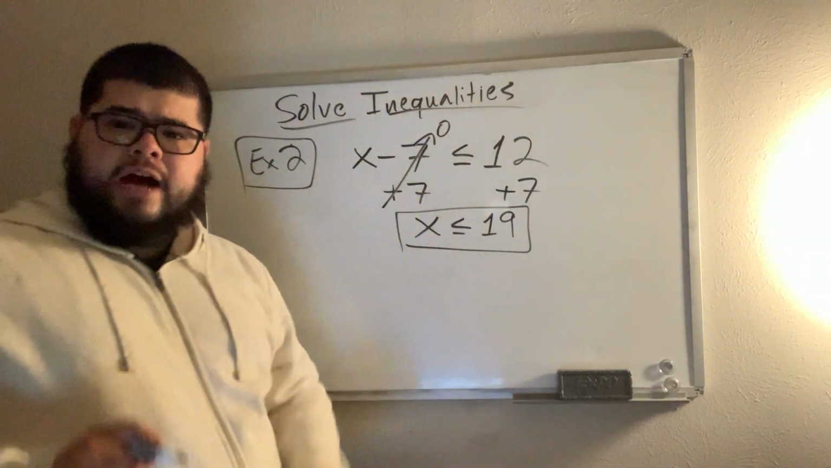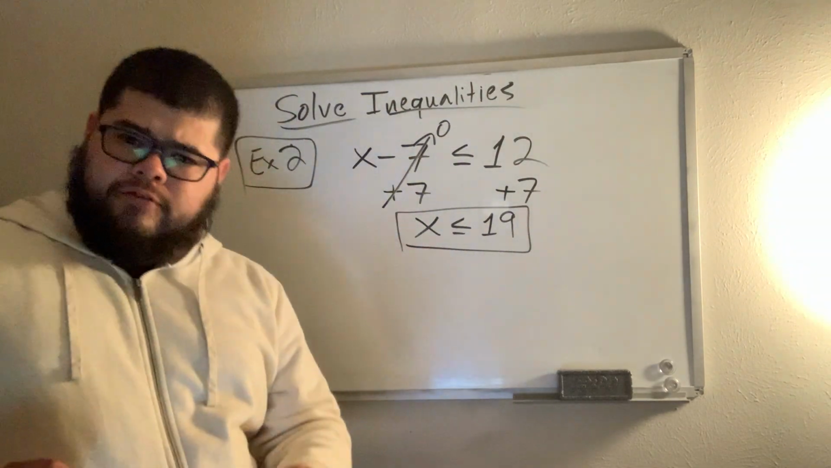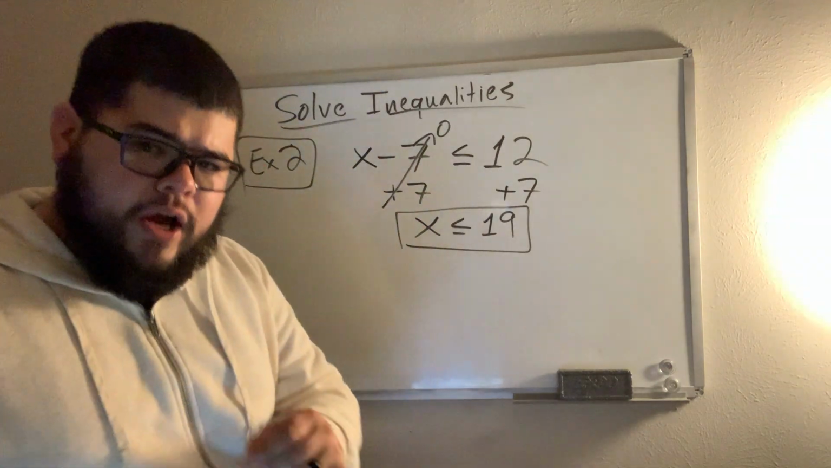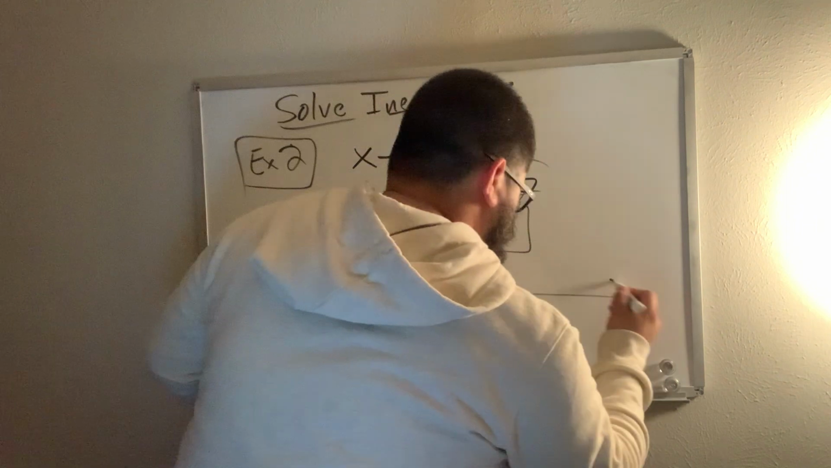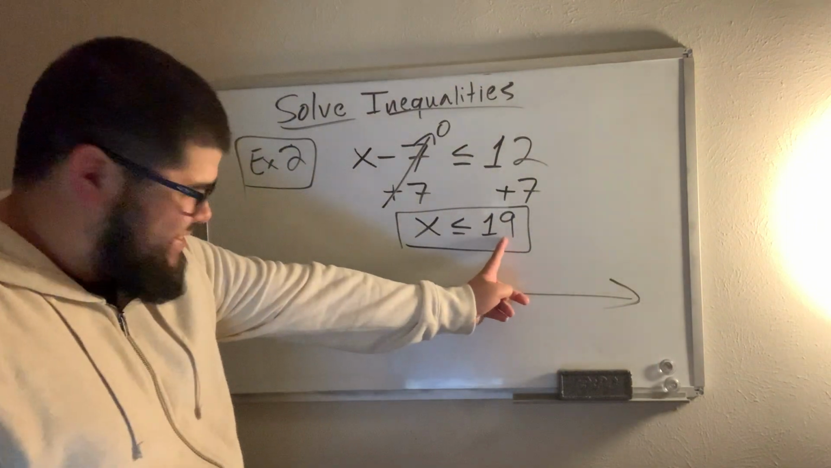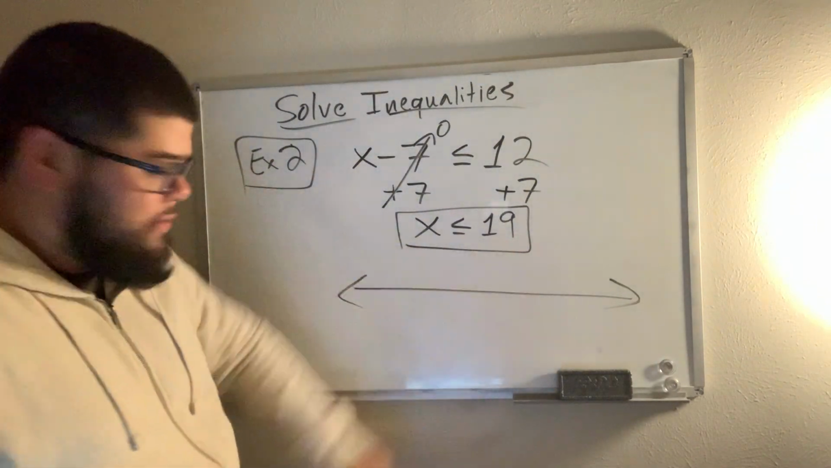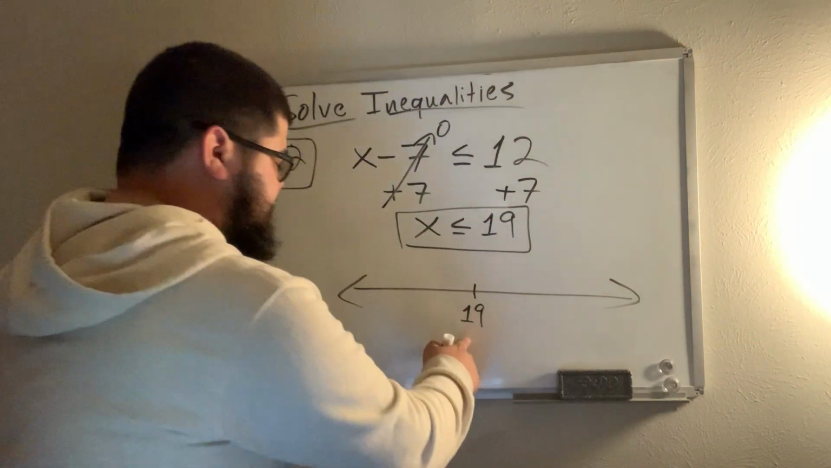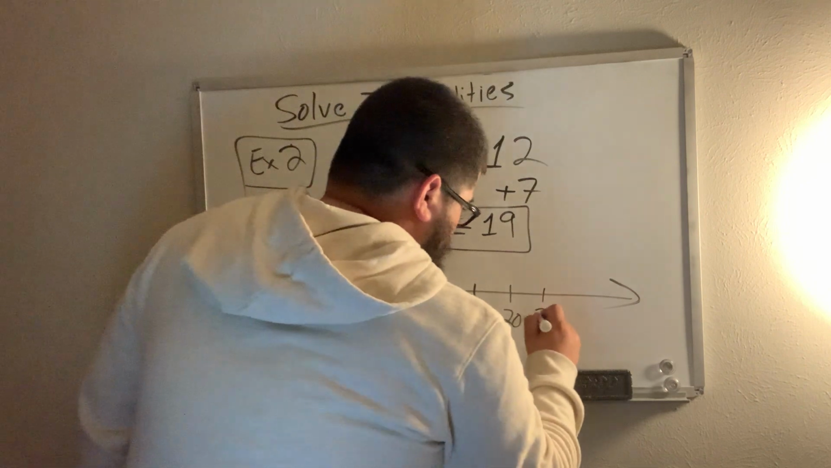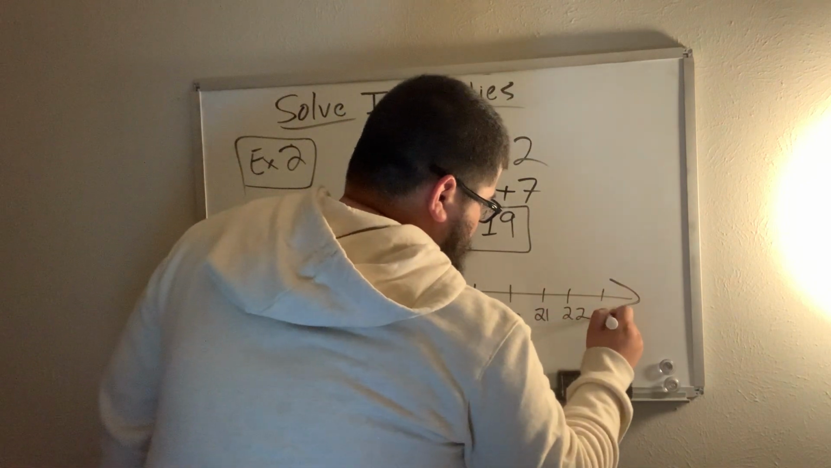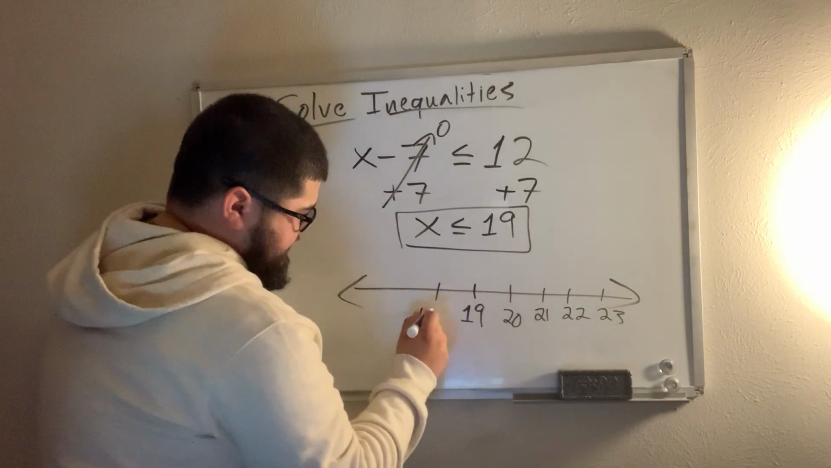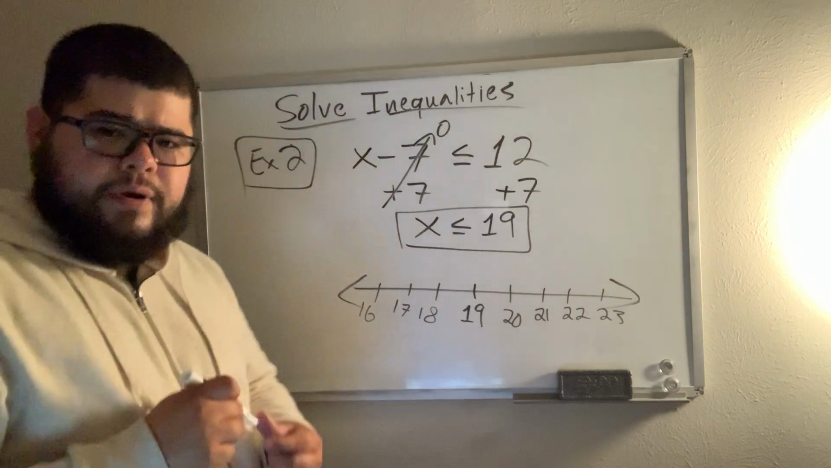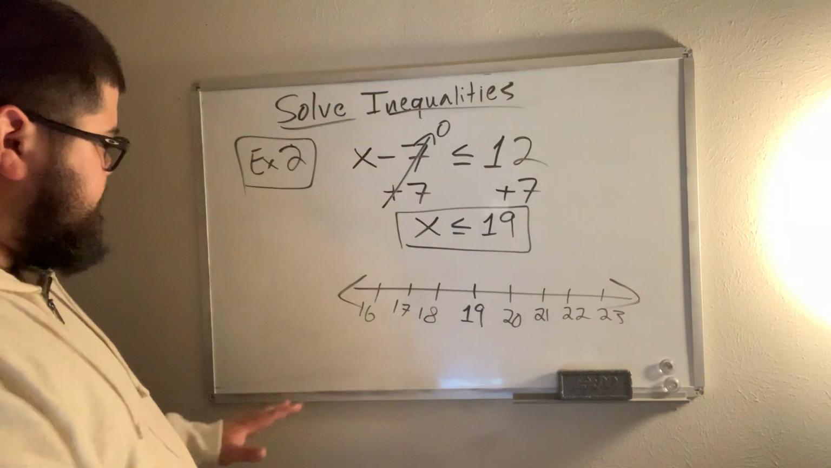We still have to draw or graph the inequality solution, and we're going to go ahead and do that now. Where do we start? What number is that? 19. That's where we're going to start. 19's here, then 20, 21, 22, 23, and then we got 18, 17, 16, and we're going to keep going, right?